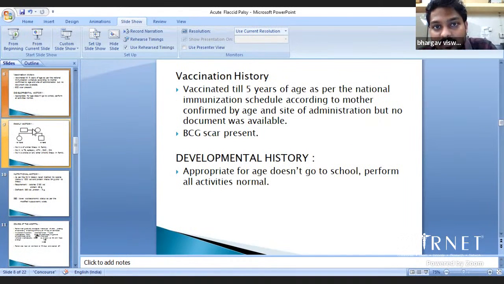Vaccination history. Patient has been vaccinated till 5 years of age as per the national immunization schedule according to mother, confirmed by age and site of administration, but no documentation was available. BCG scar is present, and developmental history is appropriate for age, but the patient doesn't go to school and performs all activities normally.